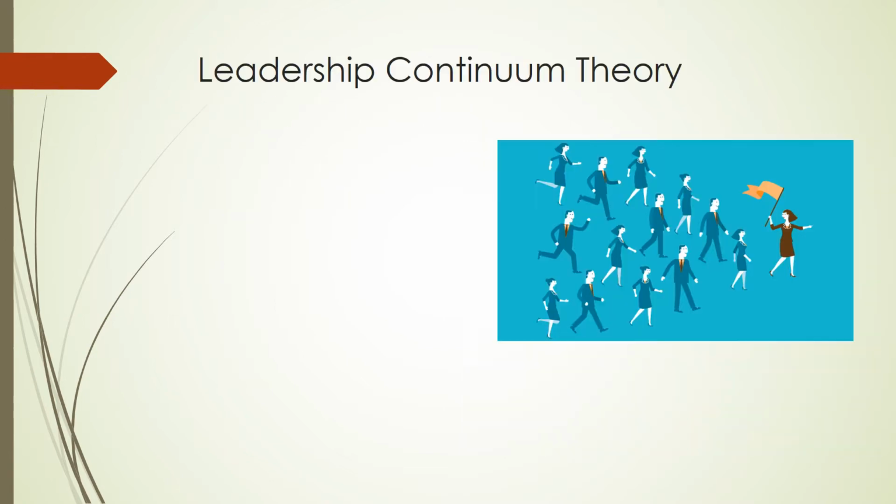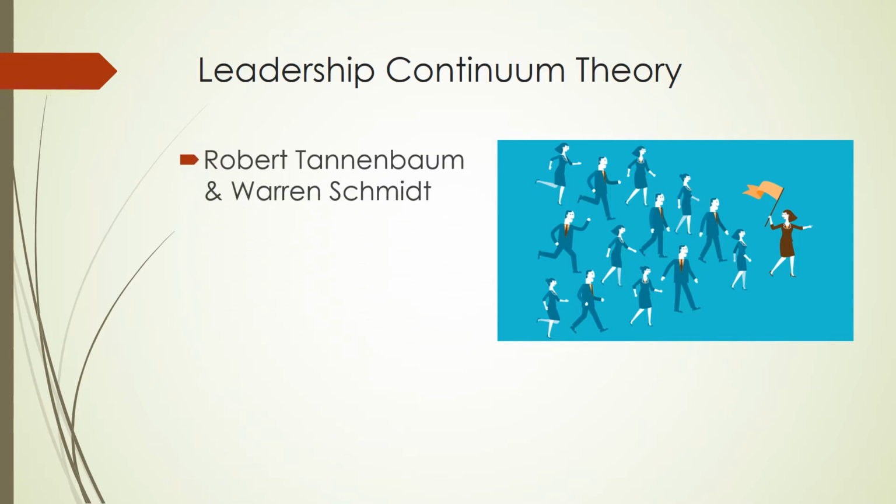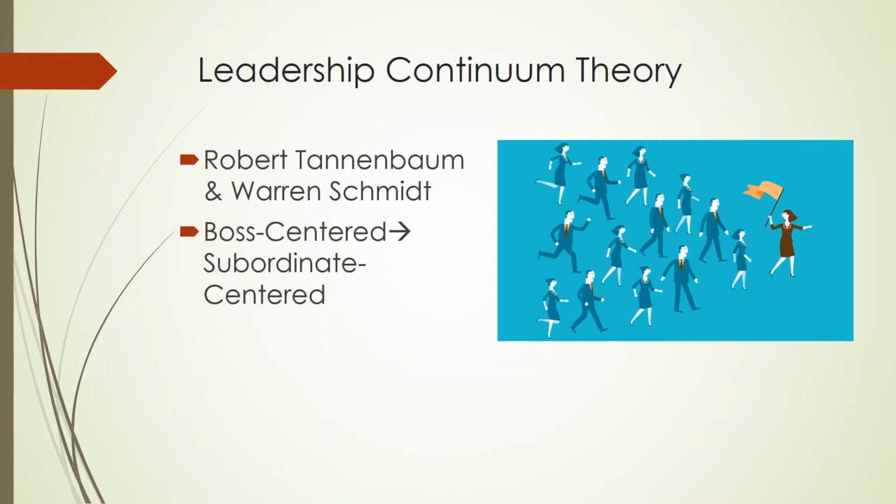Now let's move on to the leadership continuum theory. This theory was developed by Robert Tannenbaum and Warren Schmidt in the 1950s. The main idea of continuum theory is that leadership exists on a continuum between boss-centered leadership to subordinate-centered leadership. Basically, who's making the decisions?